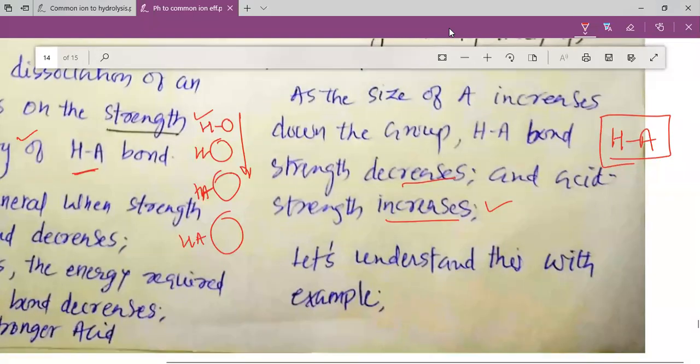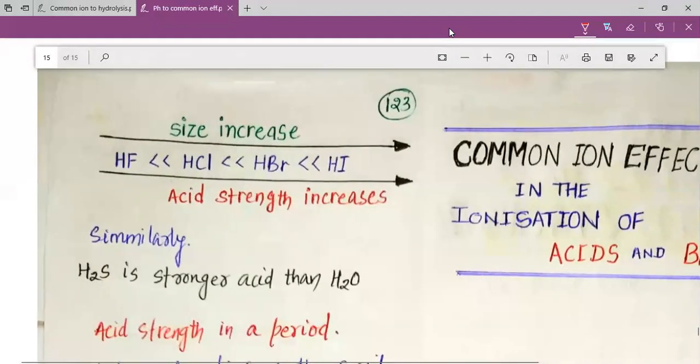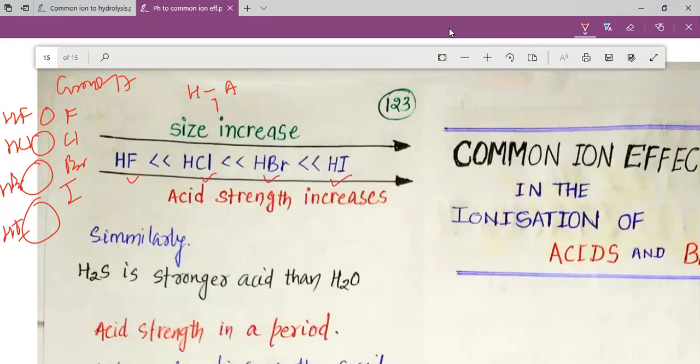Let us understand the same with an example. We have group 17, and group 17 is made of fluorine, chlorine, bromine and iodine. If you go down the group, my dear students, the size increases, and then you have HF, HCl, HBr, and then HI. We know that hydrogen is very small in size, and that is why the compatibility of these atoms to make a bond with hydrogen decreases, and the HA bond becomes more and more weak. As you go from HF to HI, the size of fluorine, chlorine, bromine, iodine increases, and that is why the bond strength decreases.